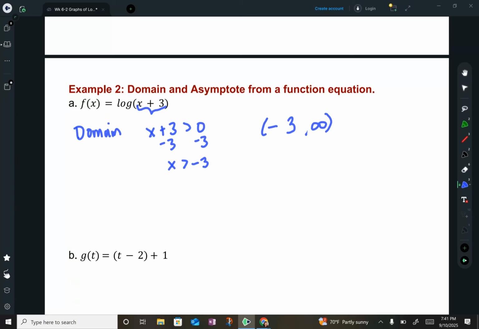All right, and it says, what is the asymptote for this function? Well, the asymptote is always going to happen when whatever is inside the log is equal to 0, because that is undefined. So my asymptote would happen when x is negative 3, x plus 3 is 0. So my vertical asymptote is going to be at x equal to negative 3. And that helps because that's also the equation of the line of the vertical asymptote.